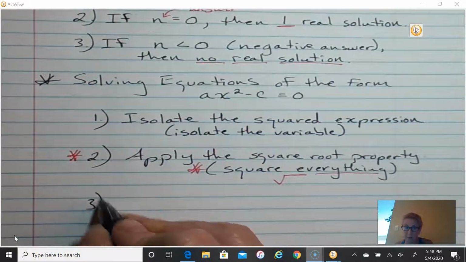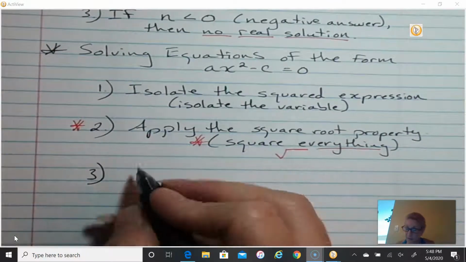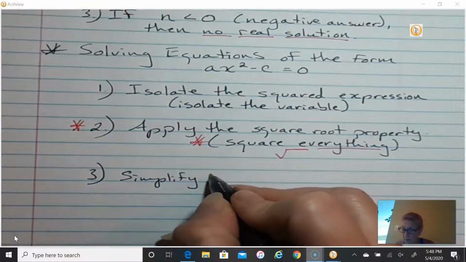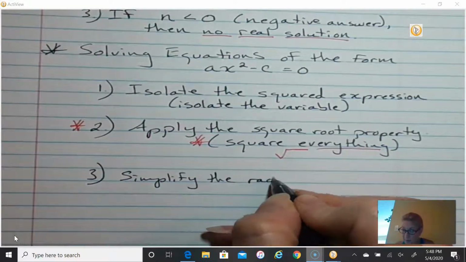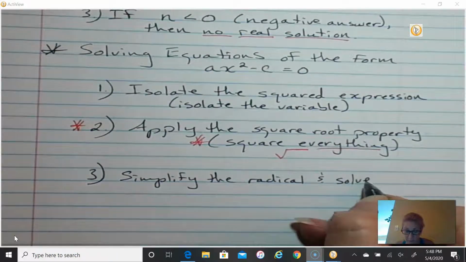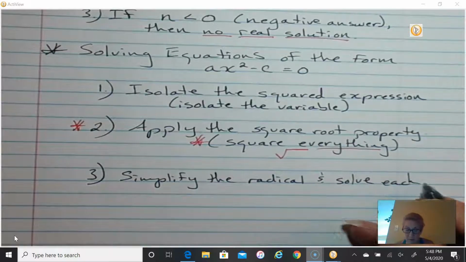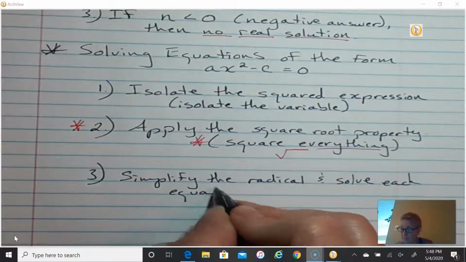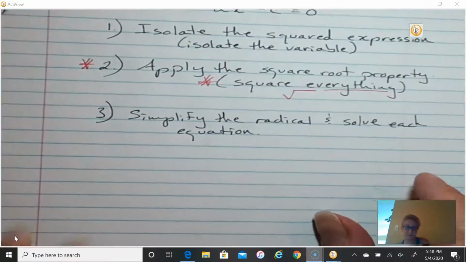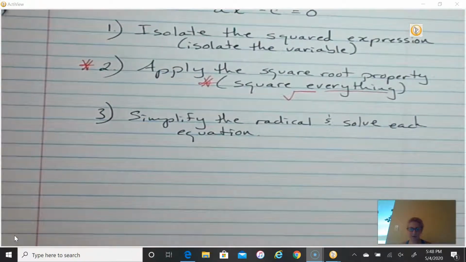And then step 3, you're going to simplify the radical and solve each equation. All right. We're going to jump right in and start doing examples.